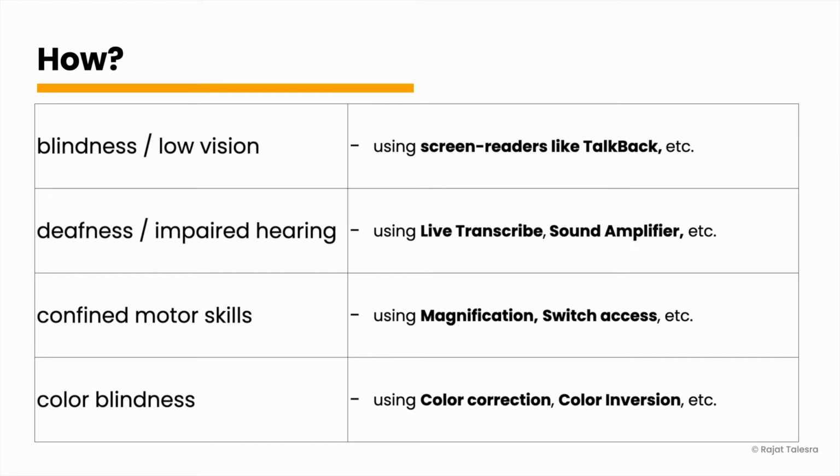Switch Access is basically, assume a scenario where you can use your mobile by using just two very big switches as external devices. So switch 1 would do X action, switch 2 will do Y action, and both of these actions are sufficient to use the mobile application completely. That's what Switch Access is. Finally, color blindness. If someone has a particular form of color blindness, then using services like color correction and color inversion, we can make sure that the app is accessible to them.